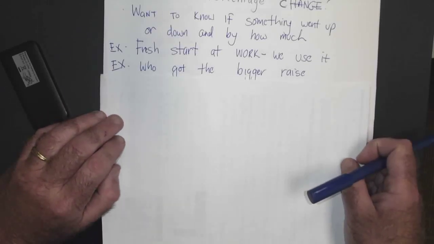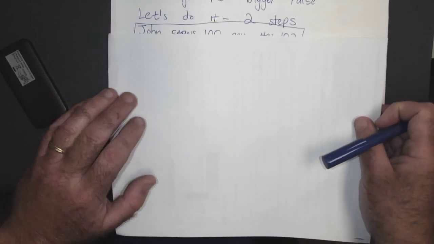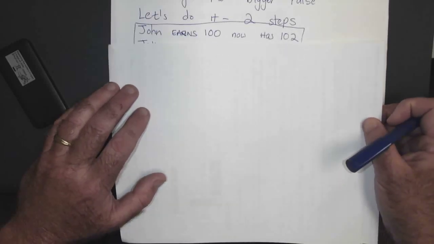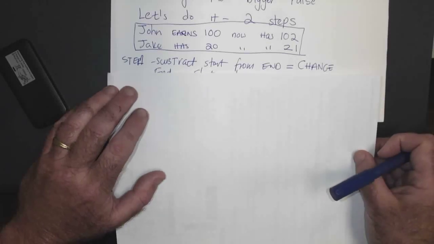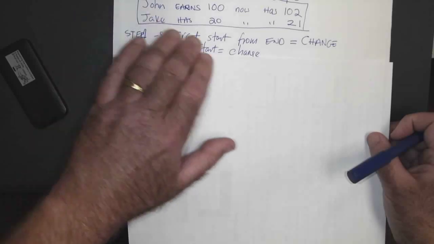So for example, who got the bigger raise? We're going to do that. So let's do it, and we've got 2 steps to figure out percentage change. Step 1, we've got these numbers. Subtract the start from the end. That is the change. So the end minus the start is the change.